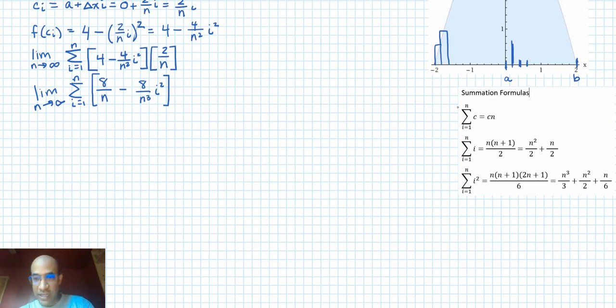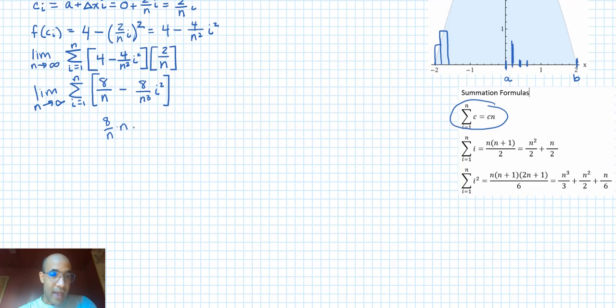In other words, you treat it like this constant, c. All you're going to do is say, oh, it's 8 over n times n, because 8 over n is a constant as far as the sum is concerned. So I'm just going to put 8 over n times n here, because that's what the formula here tells me to do.